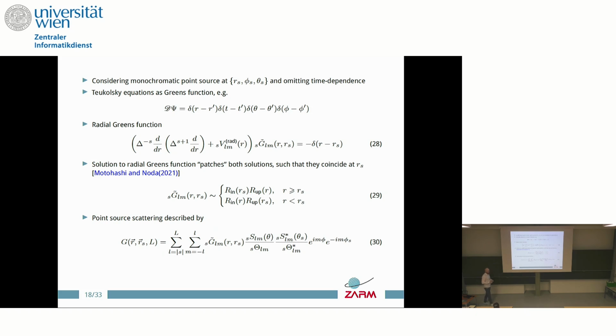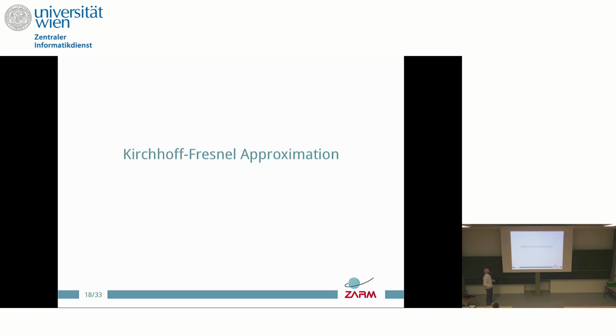It has to fulfill that both linearly independent solutions we got from the radial Green's function have the same value at the radial location of our point source, Rs. This is done by equation 29, and then you get a Green's function as in equation 30, which now can describe linear perturbations and wave optics in the case of the Kerr-de Sitter spacetime.